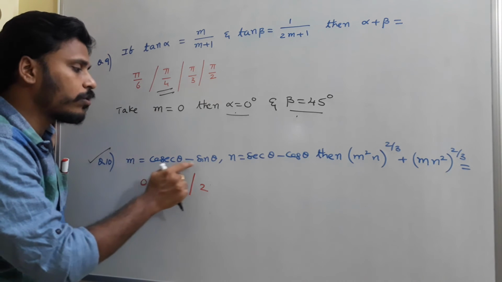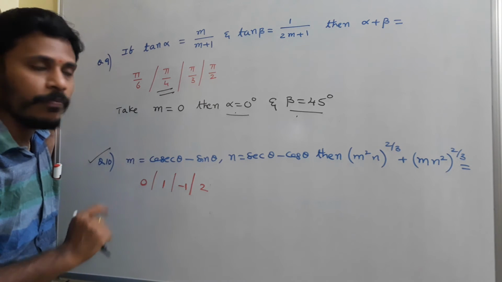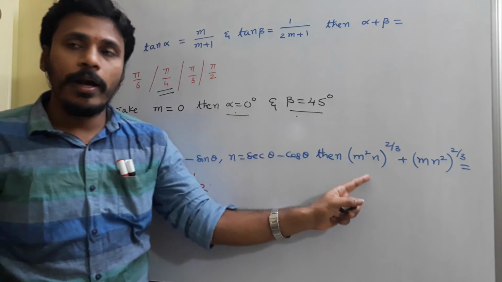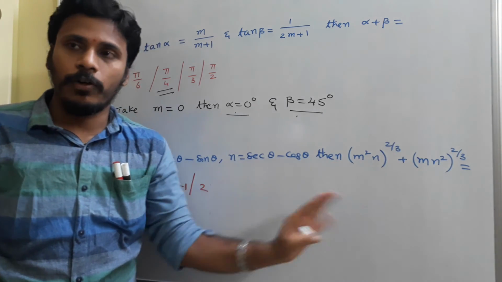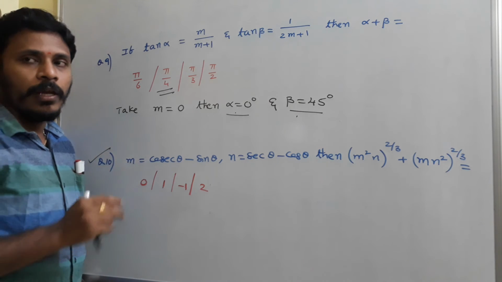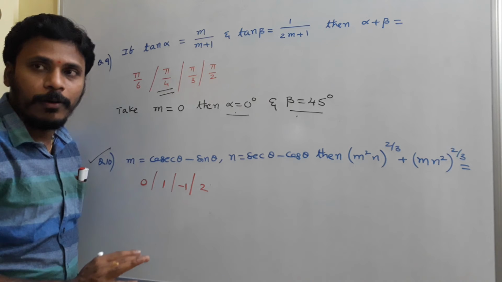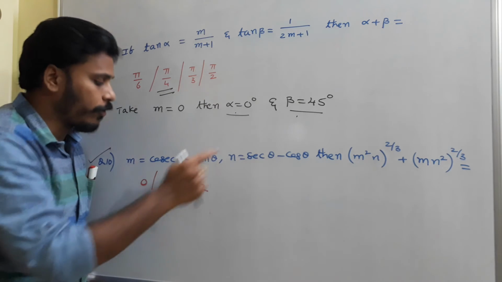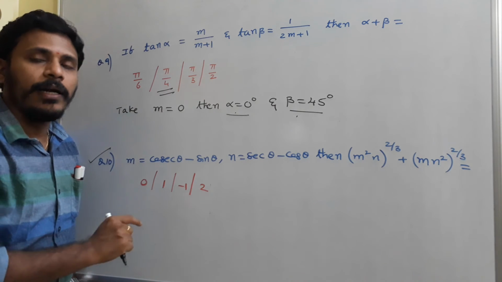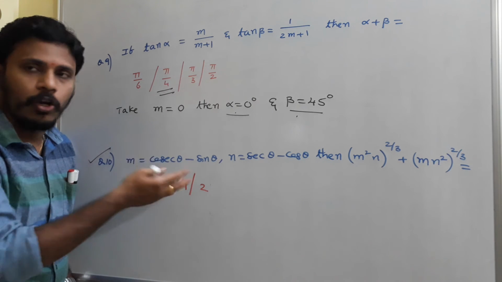Then think about the next question. m equals cosecant theta minus sin theta, and n equals secant theta minus cos theta. We need to find m square n to the power 2 by 3 plus m n square to the power 2 by 3. That's the value we need to find. Actually, it is a very standard problem in each and every material and in each and every book. Usually you will face that problem, and everybody knows that the value is 1 actually. But now we are trying to find that value as 1 with our logical process.